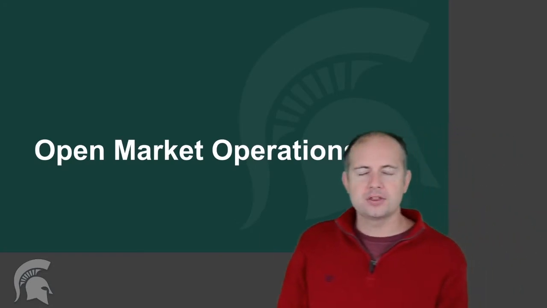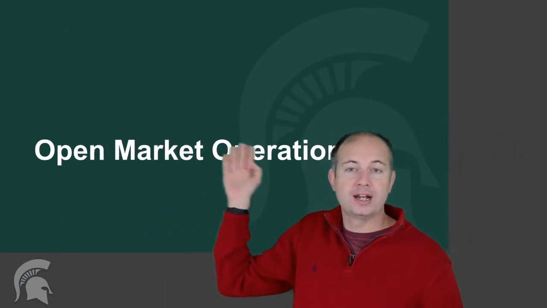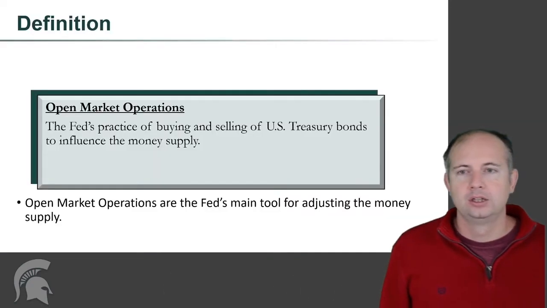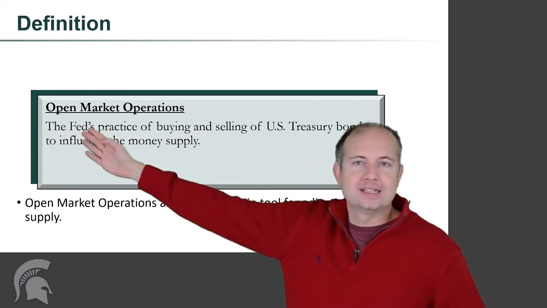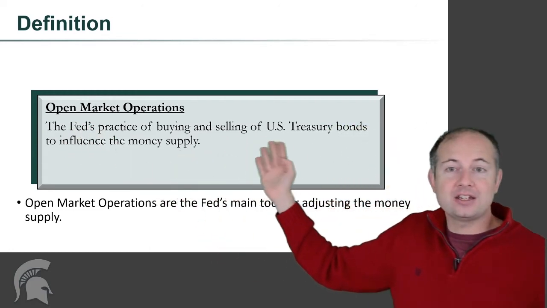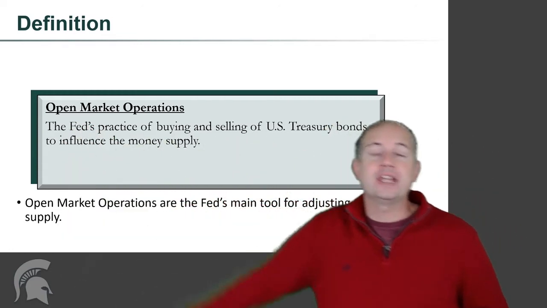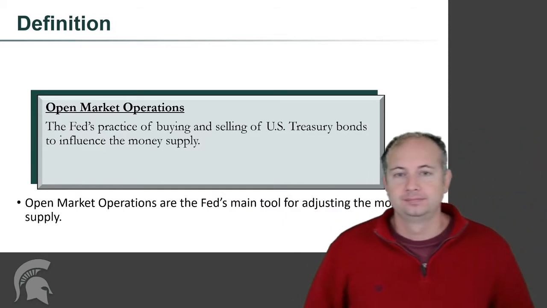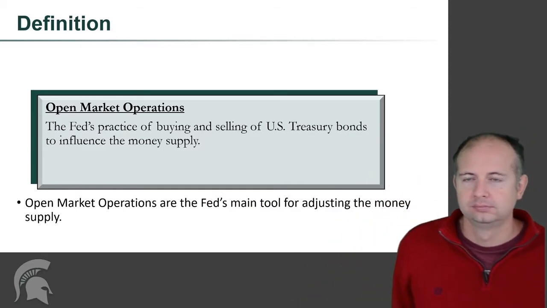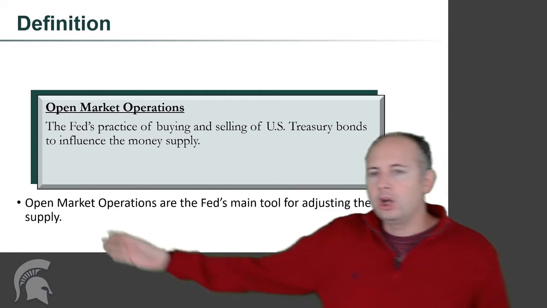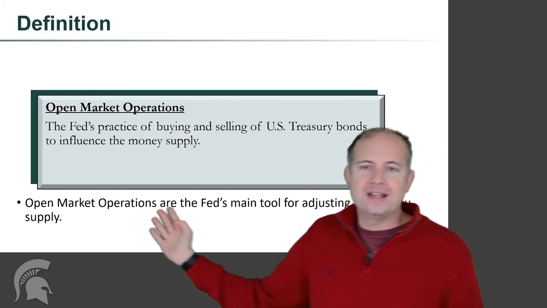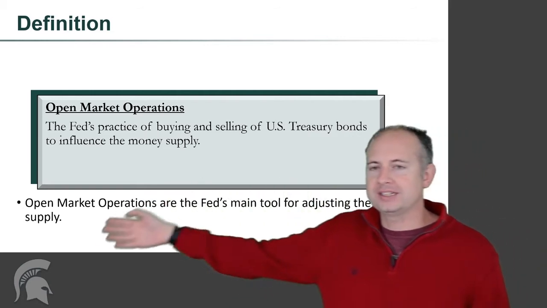They do this through what are known as open market operations. So what are open market operations? That is the Fed's practice of buying and selling U.S. Treasury bonds to influence the money supply. Open market operations are the Fed's main tool for adjusting the money supply.